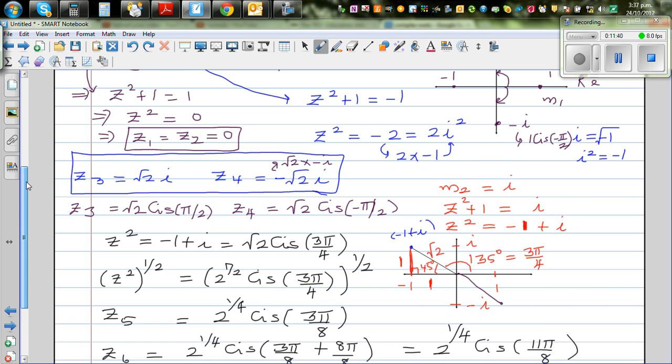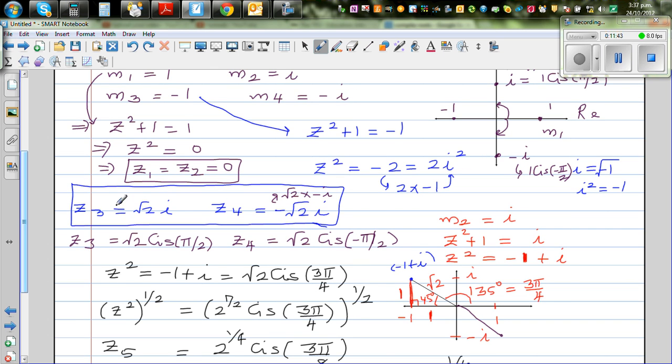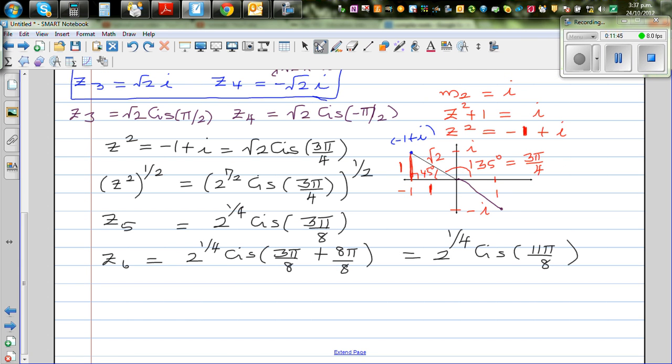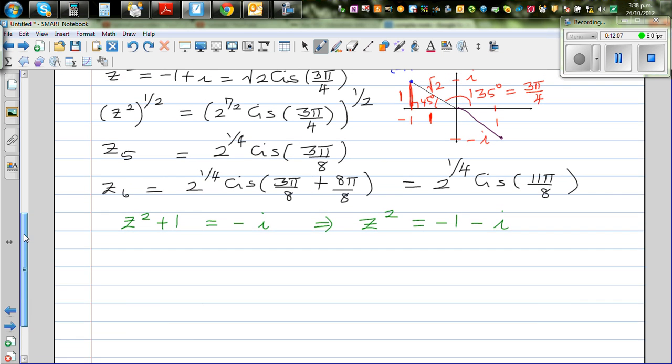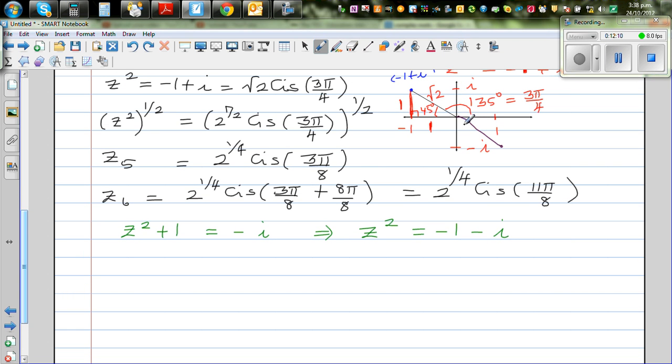And finally you have got minus i. So let's write that. Let me use this green color. Again I can say z squared plus 1 is equal to minus i, which implies z squared is equal to minus 1 minus i. Now you can do this yourself if you write this in the polar form. This is minus 1 minus i. So you're talking about this point. This is 180, this is pi, and this is pi by 4.